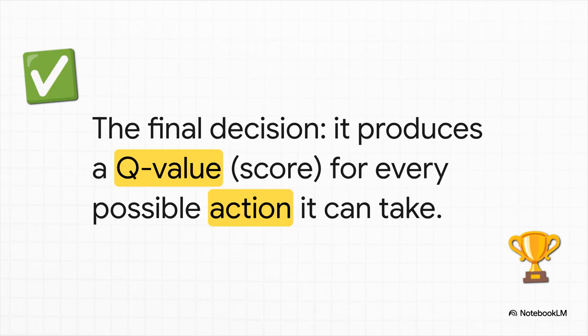And finally, we get to the output. After all that thinking, the brain has to make a decision. So what it does is it produces a score, they call it a Q value, for every single action it could take. Things like keep the north-south light green, or switch over to the east-west. The action that gets the highest score, well, that's the one the AI thinks is the absolute best move to make in that exact moment.